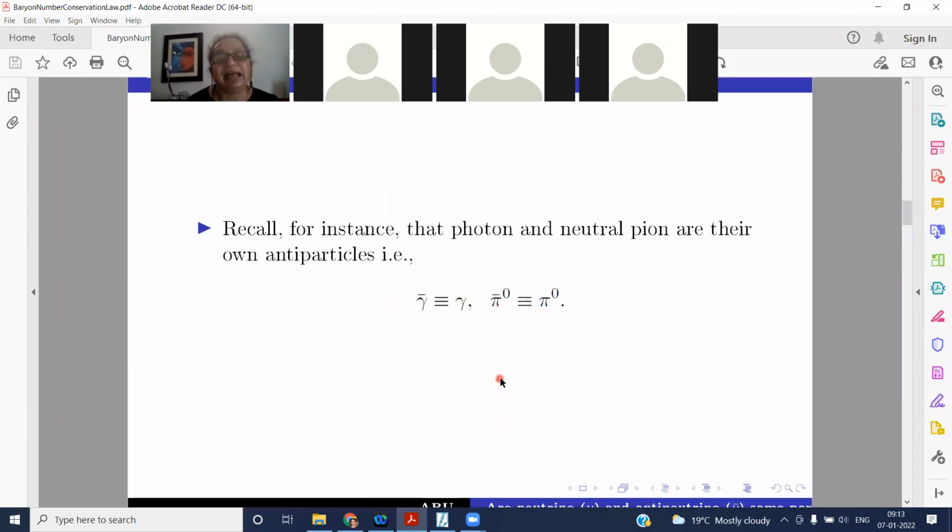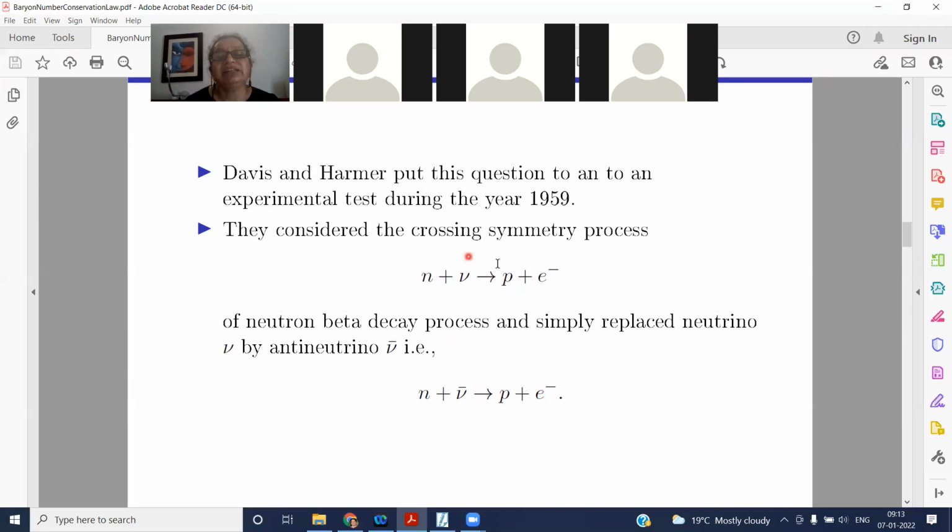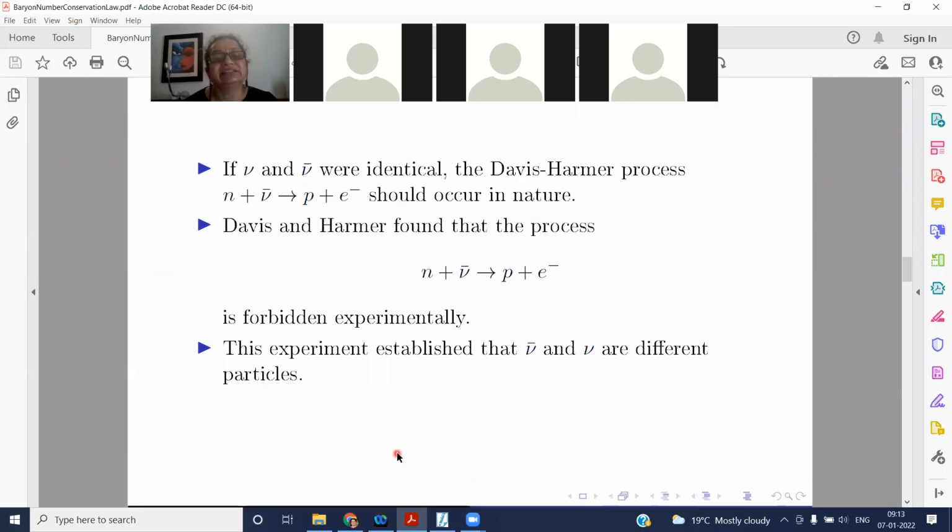Then I will ask, let me take the crossing symmetry relation, that is neutron plus neutrino giving you proton plus e minus. You should work it out and then tell me this is a good crossing symmetry process. But now, instead of a nu, if I replace it by a nu bar, and if neutrino and antineutrino are the same, I should be able to see this particular process. Then I will see that it is fine. If they are identical, the Davis-Harmer process should occur in nature.